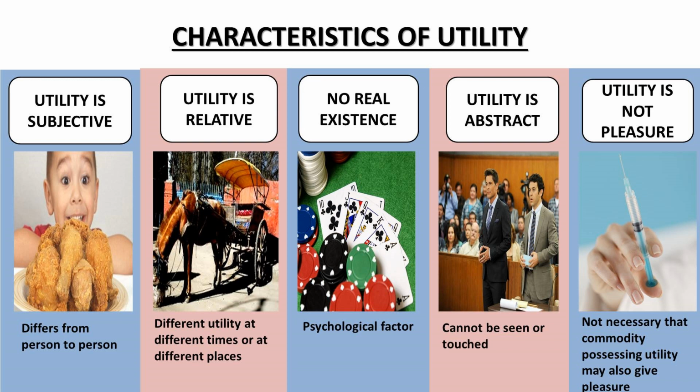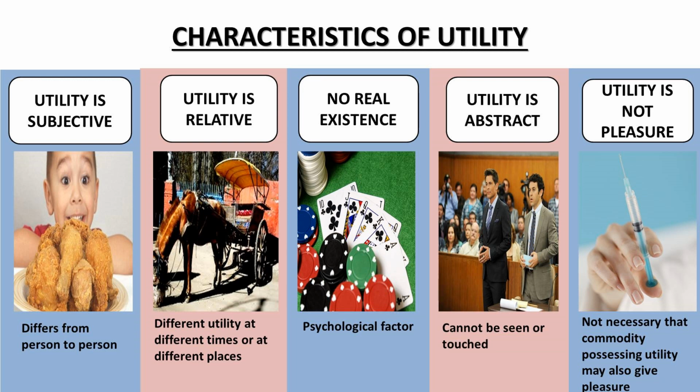The third one is utility has no real existence, which means that whether an individual would get more or less utility after consuming a commodity, it completely depends on an individual. And moreover, it is considered a psychological factor. For example, gambling is of great utility to the one who is used to it. But if that person gives up gambling, then it will be no longer creating utility.